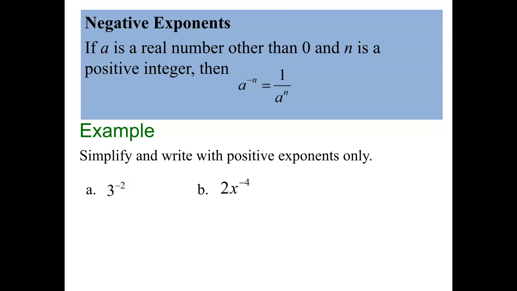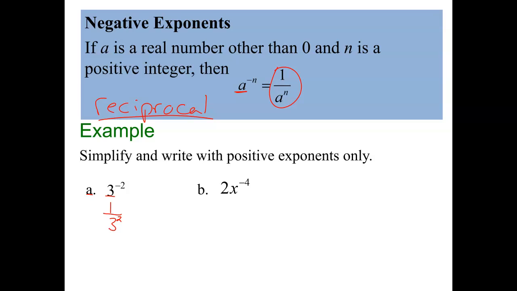Negative exponents. Our key word there is going to be, if I have a negative exponent, I write the base as its reciprocal, and then make the exponent positive. So, what's the base for a? 3. What's the reciprocal of 3? 1 over 3. The reciprocal of 3 is 1 over 3, and then the exponent becomes positive.